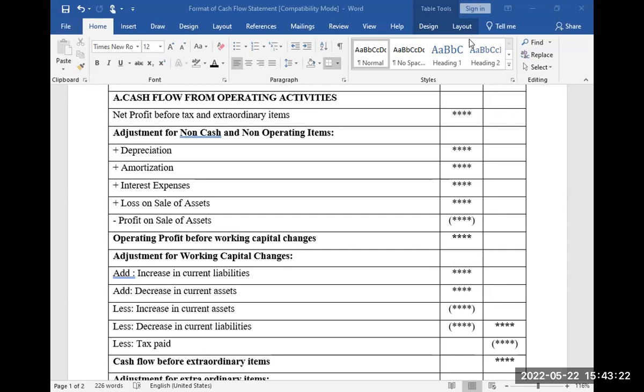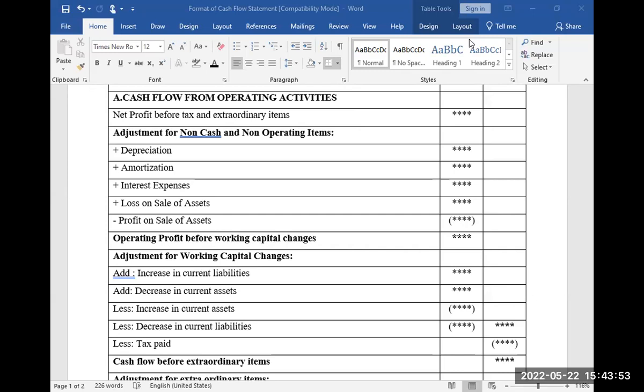Okay, we are done with the adjustment of non-cash and non-operating items. We will get operating profit before working capital changes. What is working capital? The current assets and current liabilities position of the company. Current assets minus current liabilities is called net working capital. We already captured non-cash and non-operating items in the previous paragraph. Now we are going to consider the working capital changes.